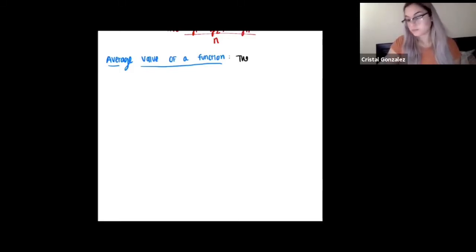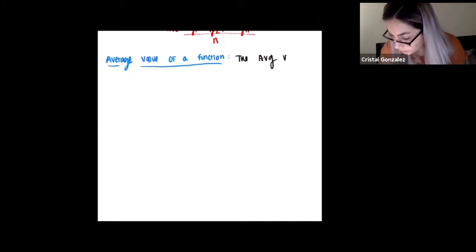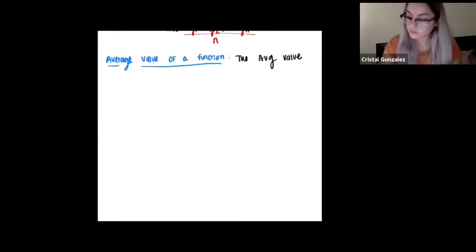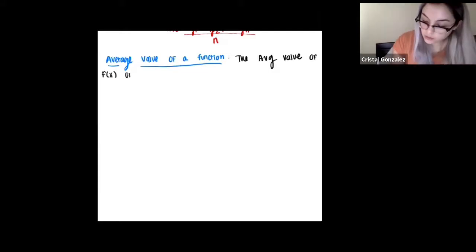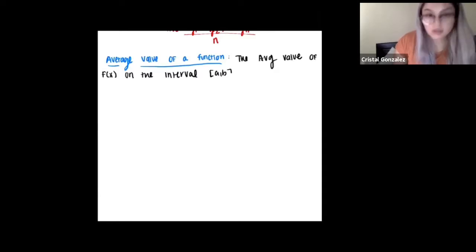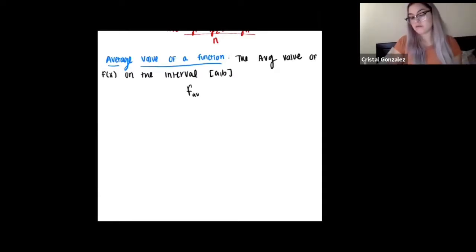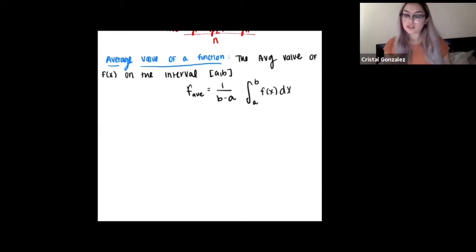So the average value of a function, we'll just call it f of x, on the interval a to b is going to be, we'll call it f of ave for average, 1 over b minus a times the integral from a to b of f of x dx. So what you're really doing here is evaluating the integral from a to b of f of x dx to get the area under the curve between a and b.